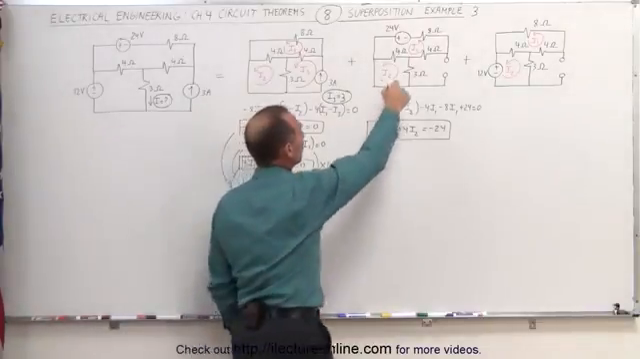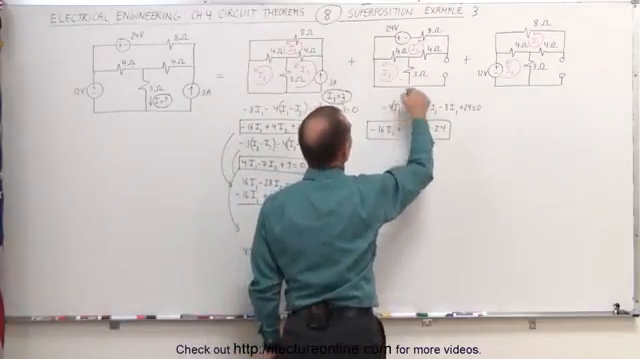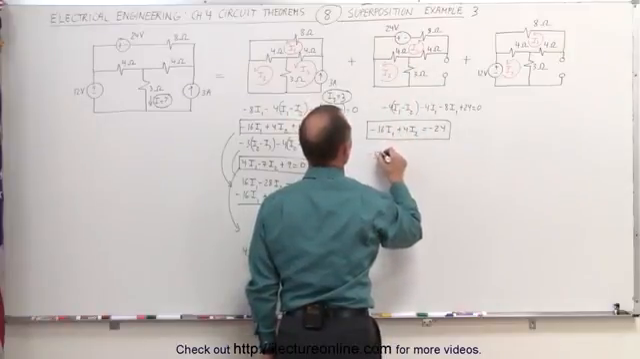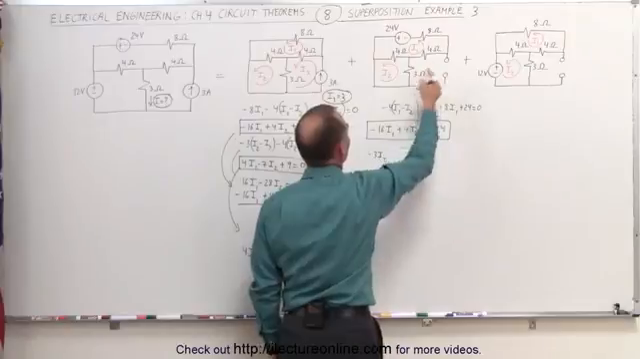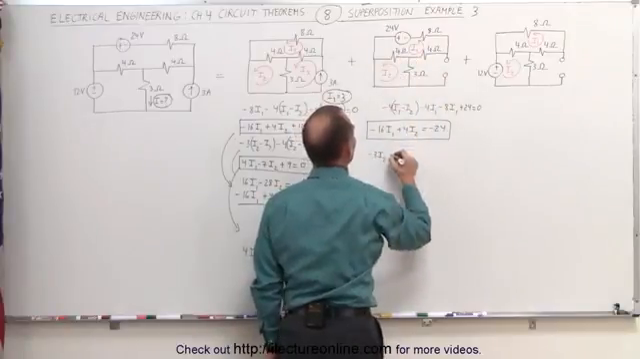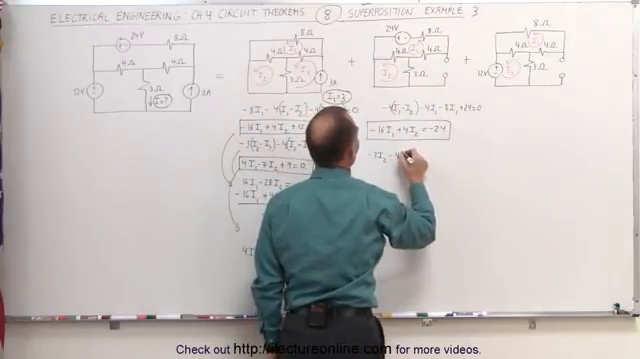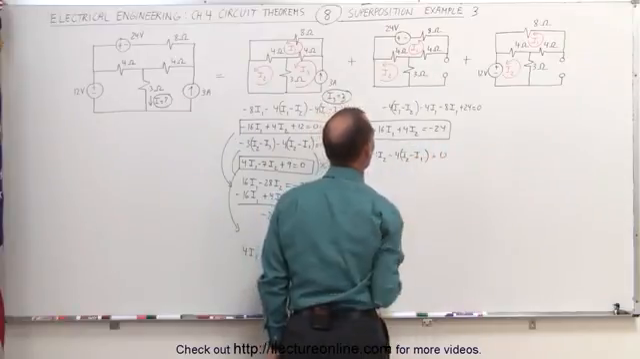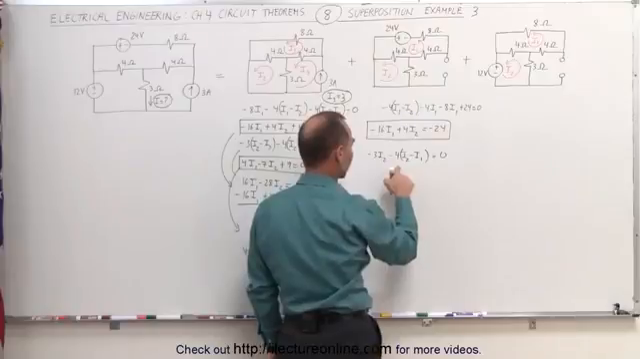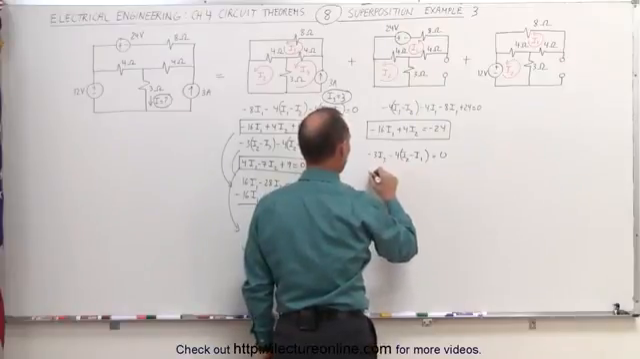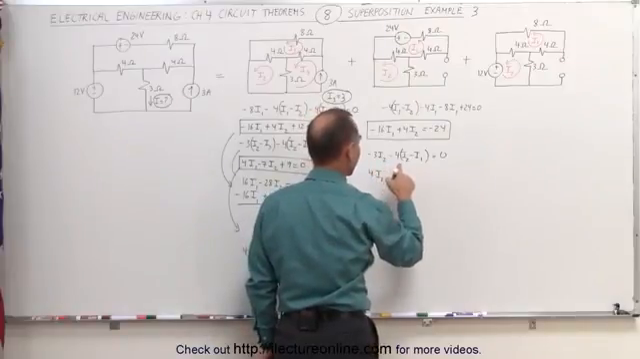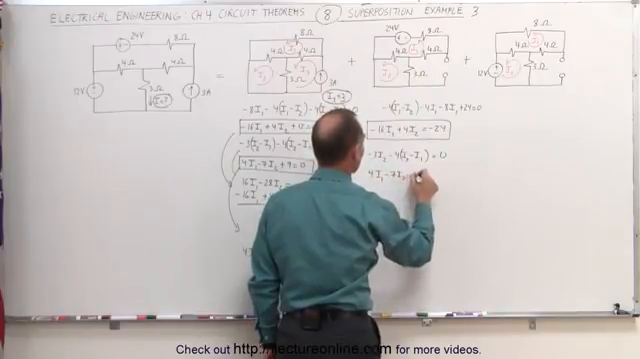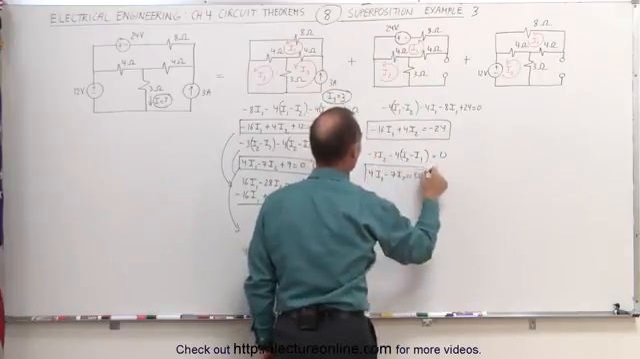My second equation using mesh 2, going around like this, I have minus 3I2. I don't have an I3, so I don't have to worry about that. Coming across here, minus 4I2, and I have to subtract I1 from that, and that equals 0. Simplifying this, I have 4I1 minus 7I2 equals 0. There's my second equation.